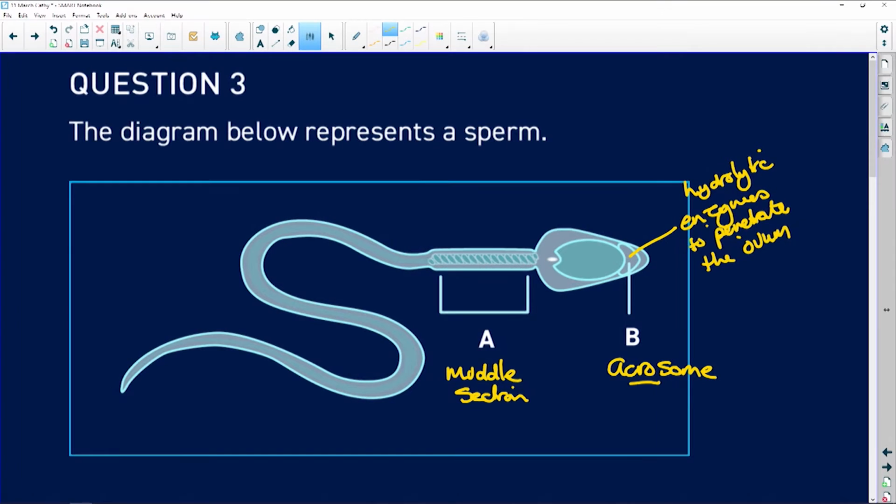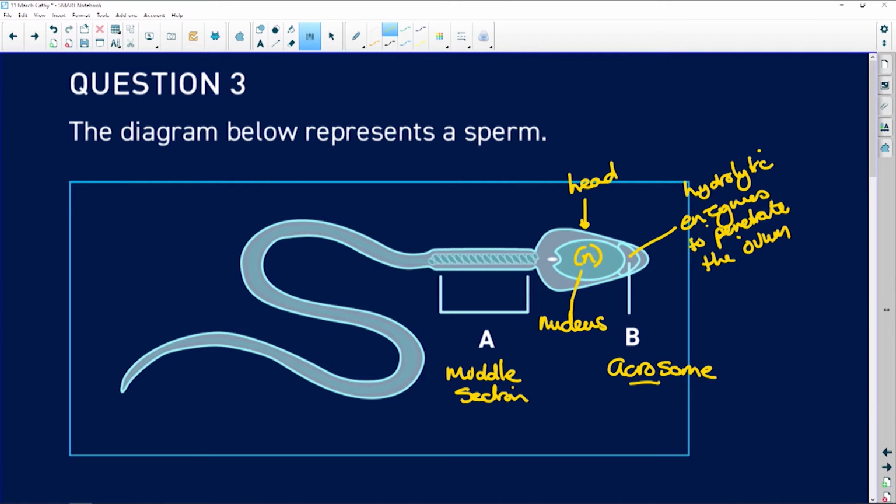Then in here, this is the head of the sperm cell, and this is the nucleus. And that nucleus is going to be a haploid nucleus. Why? It only has one set of chromosomes. Remember, diploid is two sets of chromosomes, one from mom, one from dad. Here, it's haploid. All right.